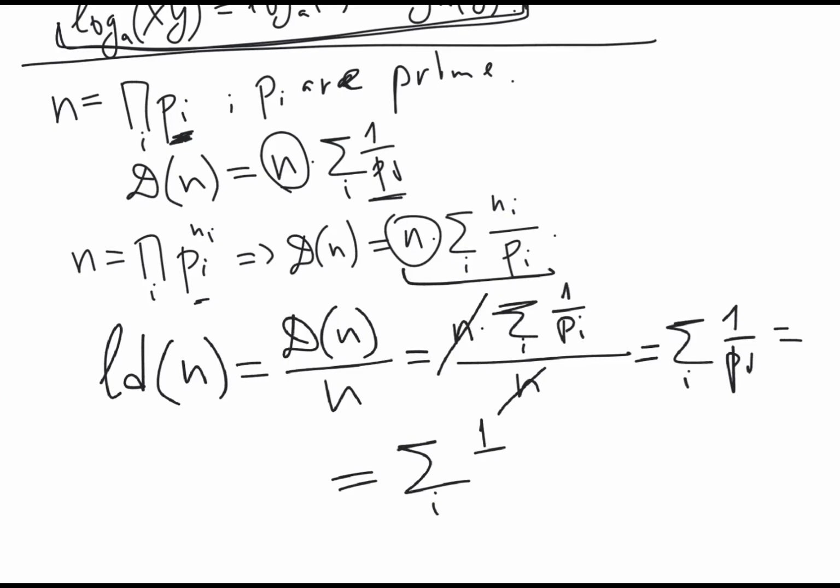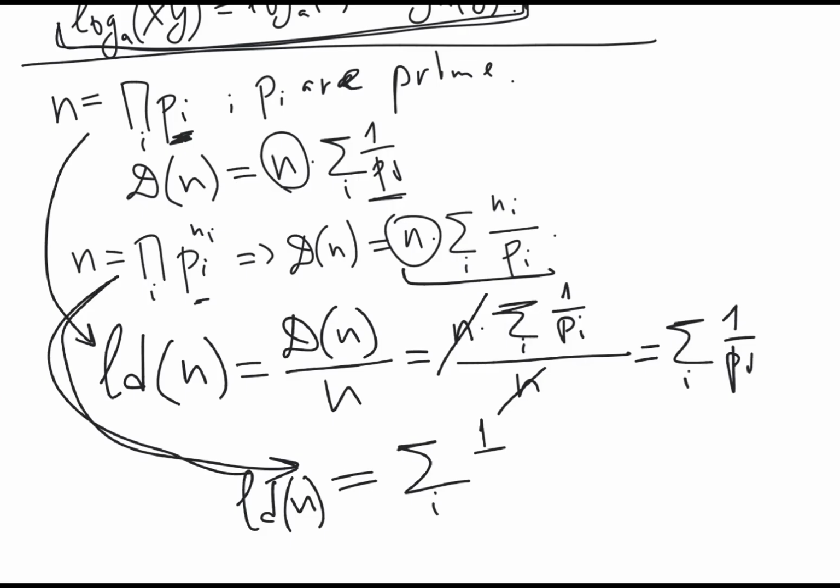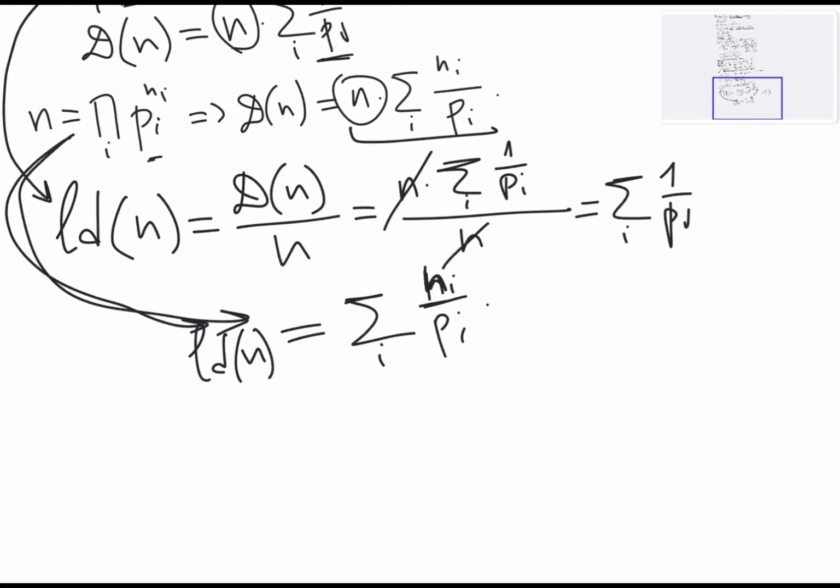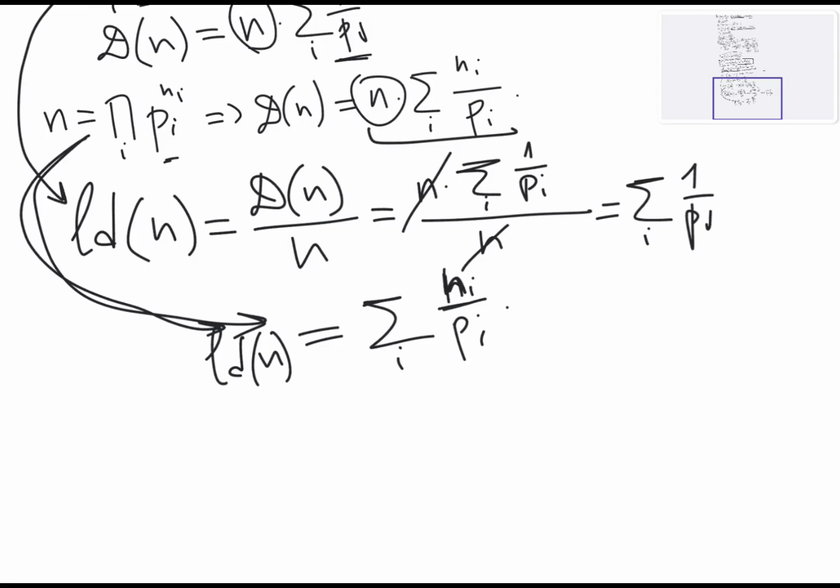well, we shouldn't, like from this representation, LD of n is equal to, so this representation was from this, and this representation is from this. So ni over pi. Yeah, so it kind of looks like a beautiful formula. So let's consider an example.